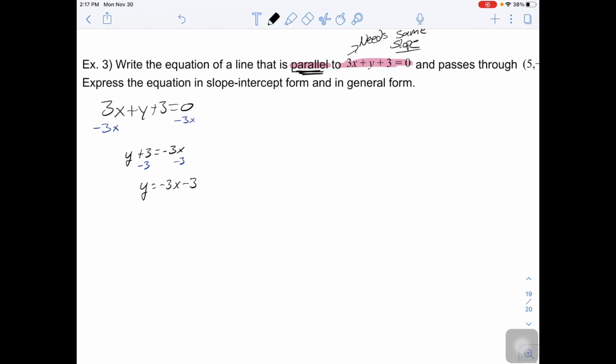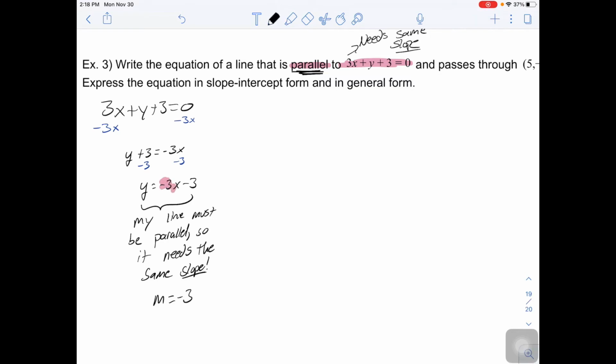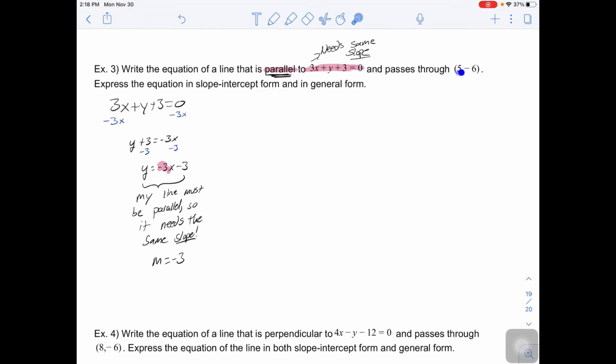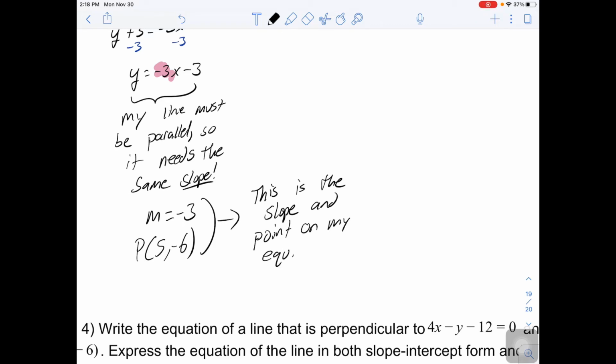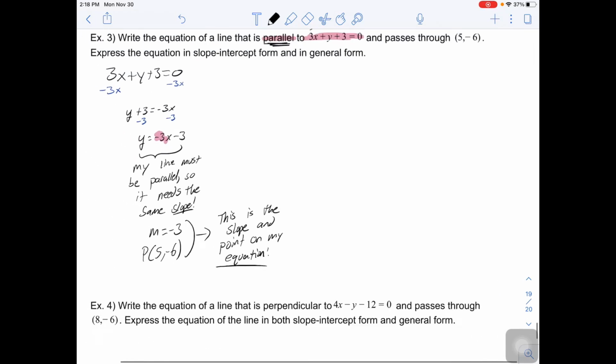Now, my line needs to be parallel to this. My line must be parallel, so it needs the same slope. So in order to have the same slope, my slope has to be negative 3. So m has to be negative 3 on my new equation. This equation also needs to go through the point (5, negative 6). So what do we have here? We have a point and we have a slope. So this is the slope and point on my equation. Well, what can I plug in when I have a slope and a point?